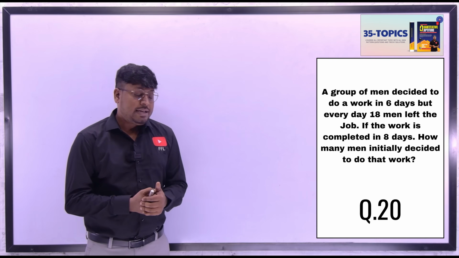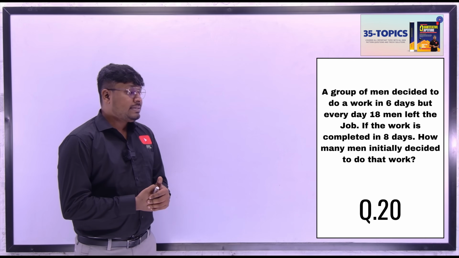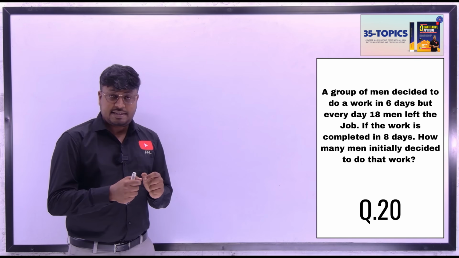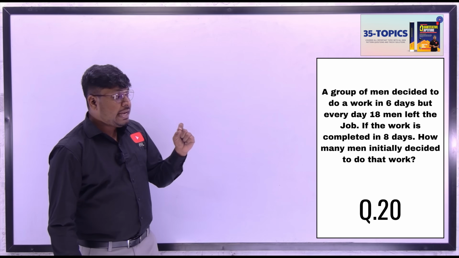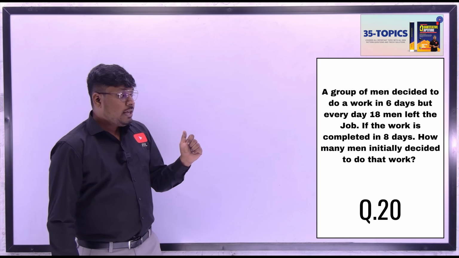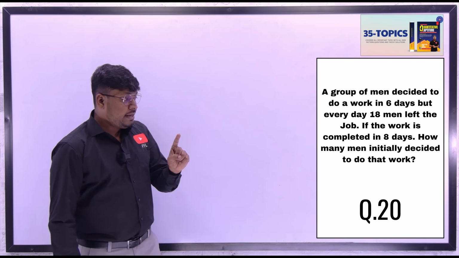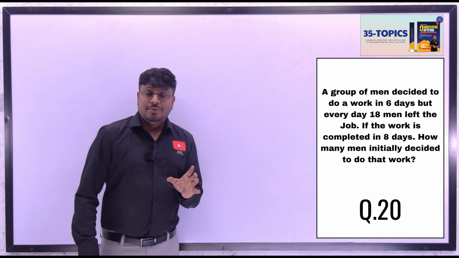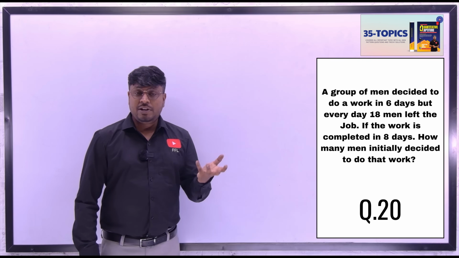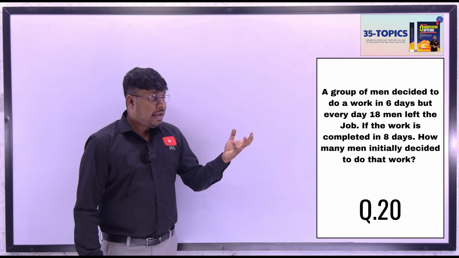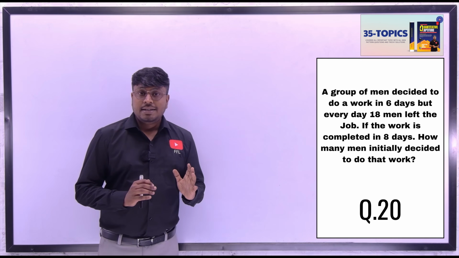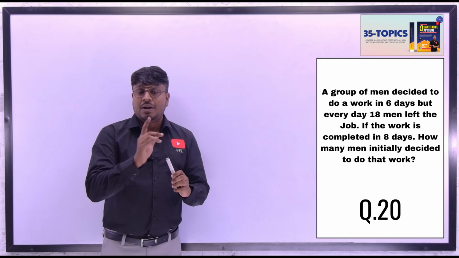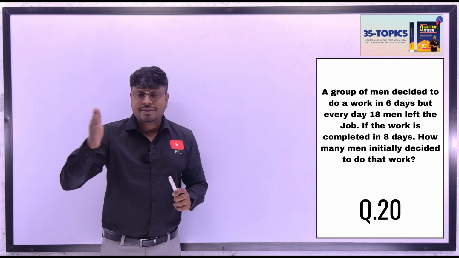Question number 20. A group of men decided to do a work in 6 days, but every day 18 men left the job. If the work is completed in 8 days, how many men initially decided to do the work? The concept is based on the leaving concept, because every day 18 men are leaving the work. It's not one time they are leaving, every day they are leaving, right?